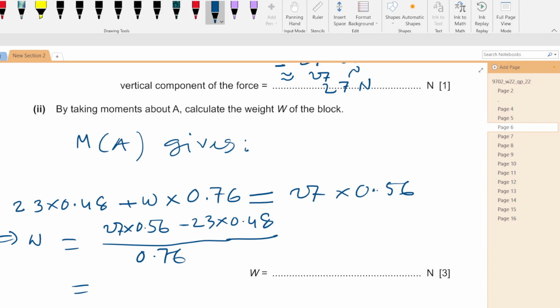If I calculate using calculator, it is 5.368, 5.4 Newton to 1 decimal place, 5.4 Newton.